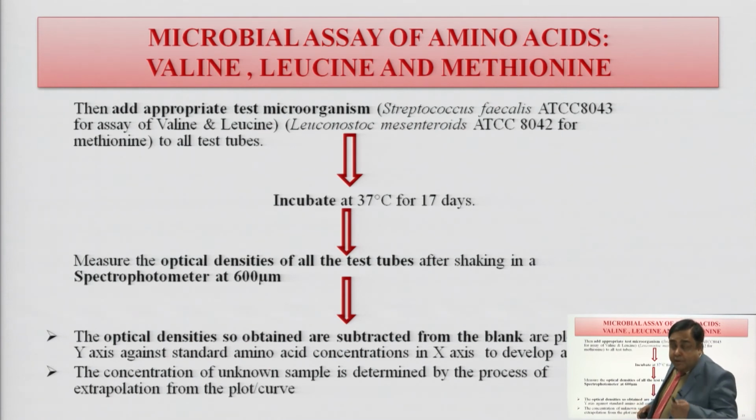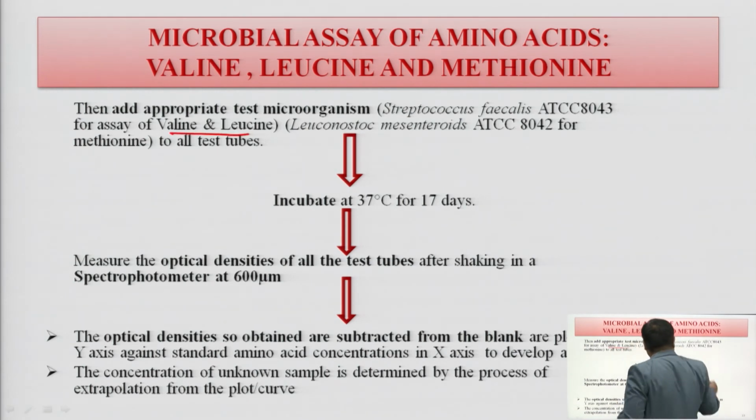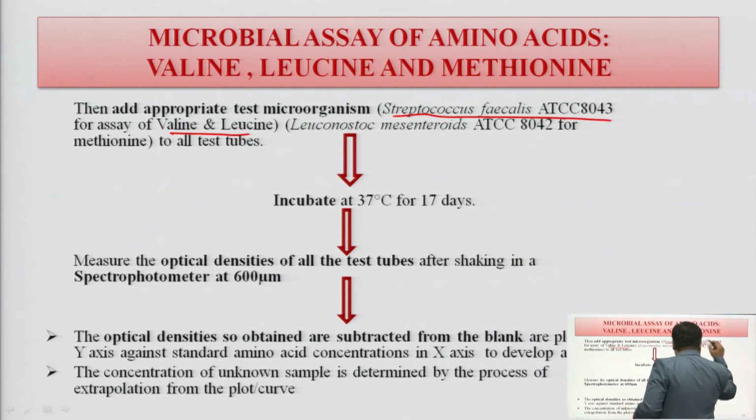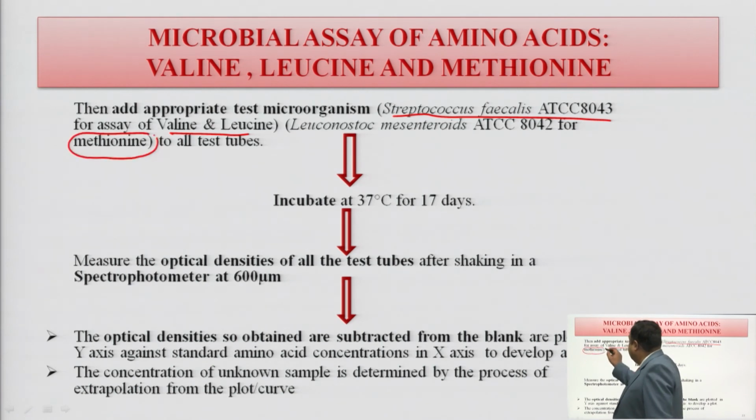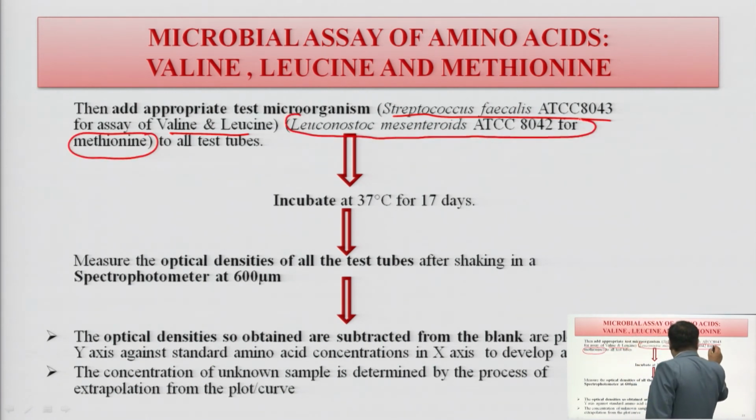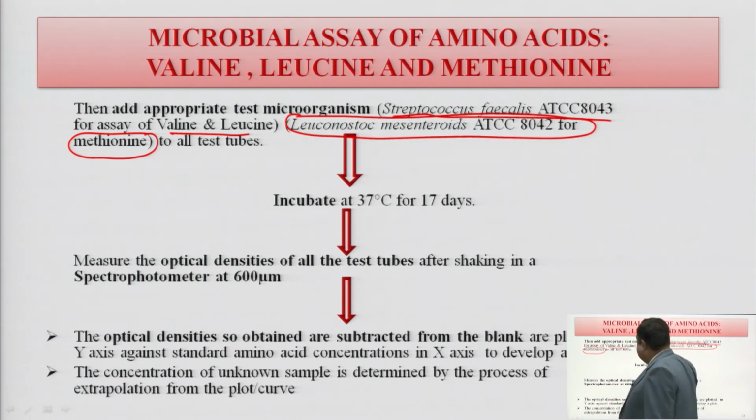I am repeating once again. In case of vitamin B12, you have taken Lactobacillus leichmannii. But in case of amino acid, the organism is changing. Why? Because there you have taken vitamin B12, here you are taking some other amino acids. Now, if the amino acid is valine or leucine, you have to take Streptococcus faecalis ATCC 8043. Whenever we are assaying methionine, you have to take Leuconostoc mesenteroides ATCC 8043. This you have to add in all the test tubes.